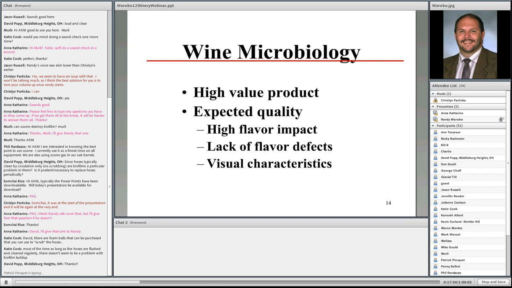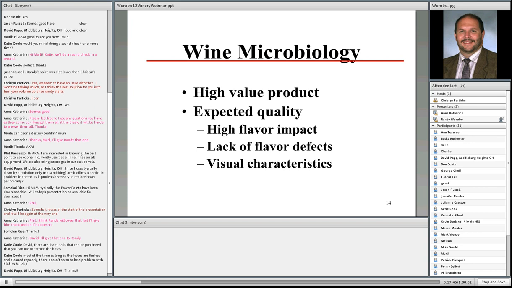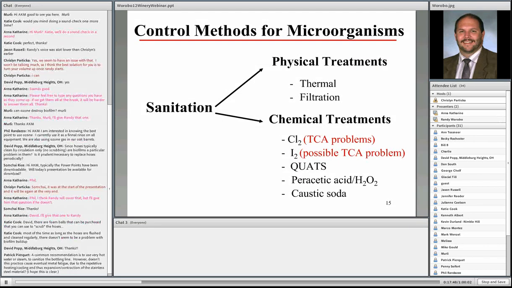So there's an expected quality in terms of the flavors, lack of flavor defects, and then also visual characteristics, because any type of spoilage can actually result in a turbid or cloudy product, which is going to be immediately recognized by the consumers.